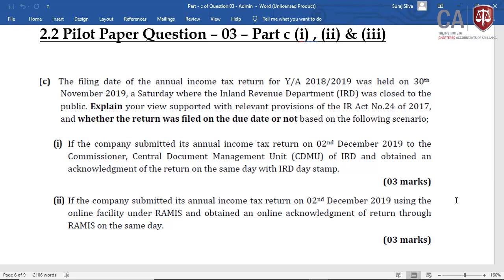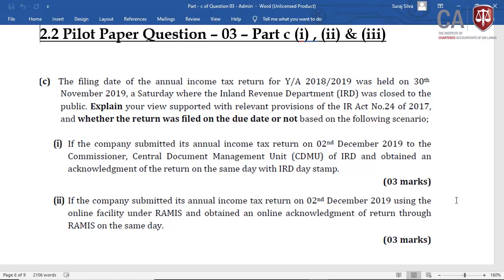Okay, we will go forward. The due date for 2018/19 was 30th November 2019. True, it's correct. It was a Saturday. That's where the question is coming from. On that Saturday the Inland Revenue Department, which is IRD, was closed to the public. On Saturday, it is not their working day. Now, what is the requirement?